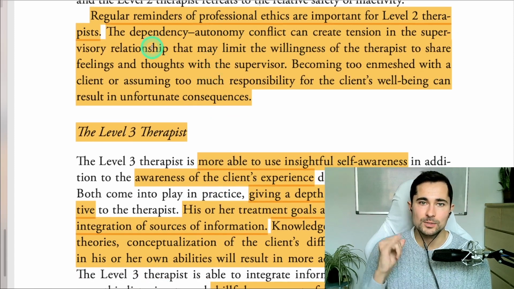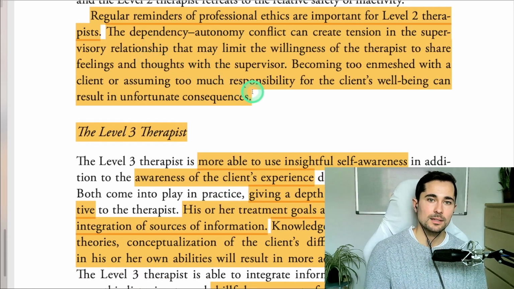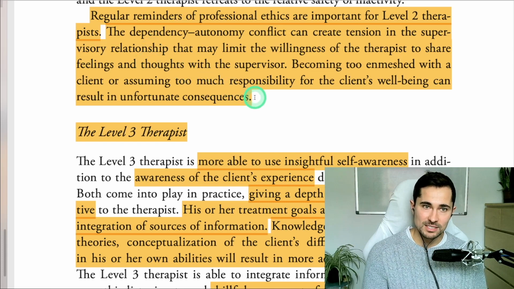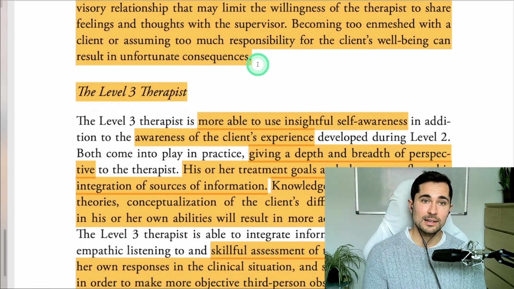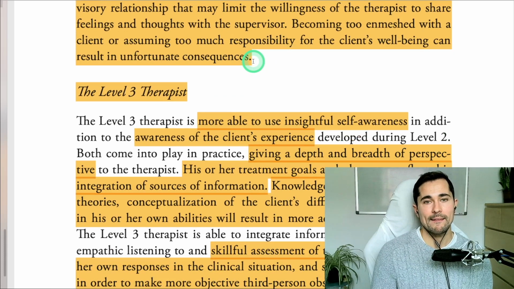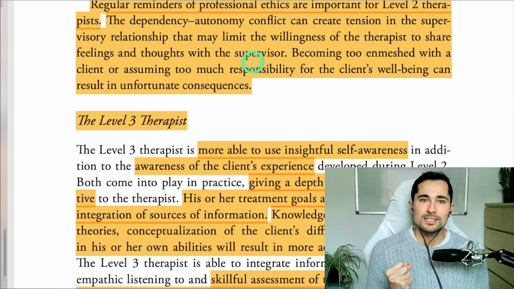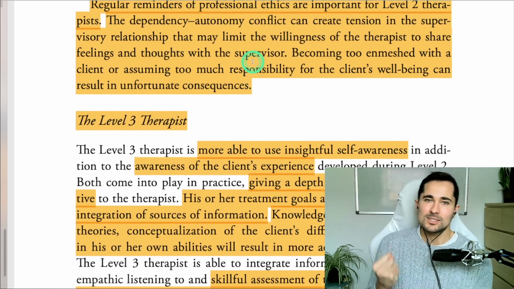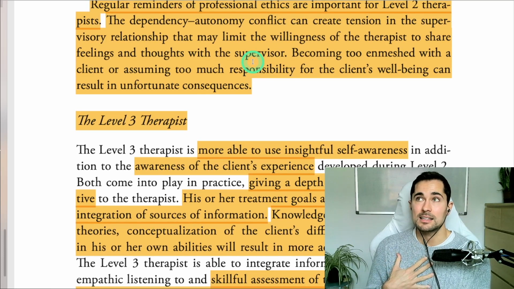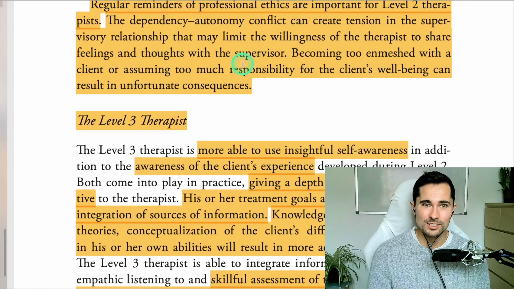The dependency-autonomy conflict can create tension in a supervisory relationship that may limit the willingness of the therapist to share feelings and thoughts with the supervisor. Becoming too enmeshed with a client or assuming too much responsibility for the client's well-being can result in unfortunate consequences. So ethics might play more of a role the more that this dependence autonomy conflict leads a therapist to want to hide things from their supervisor, do their own thing, not be watched so much.